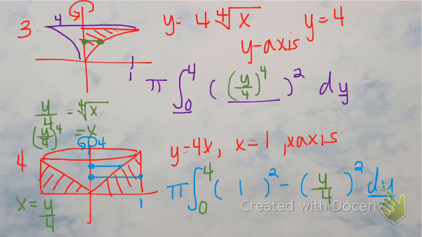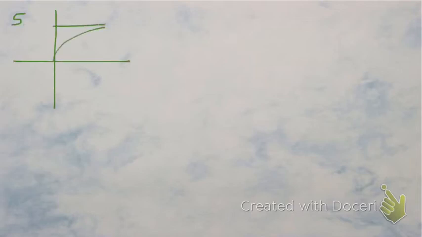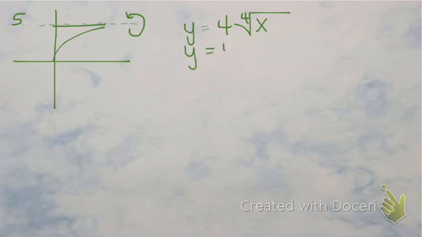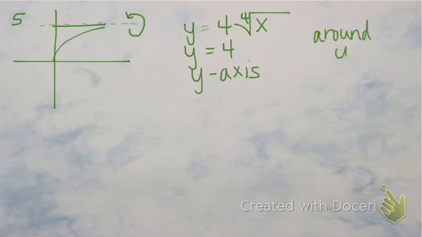Hopefully those 4 problems you're familiar with. Now, we're going to look at what happens if you go around a different line. So, here's the picture. The boundaries are y equals 4 times the 4th root of x, y equals 4, and the y-axis. We're going to use these for a while. And we're going to rotate around y equals 4. So it's this part right here, and we're rotating around y equals 4.